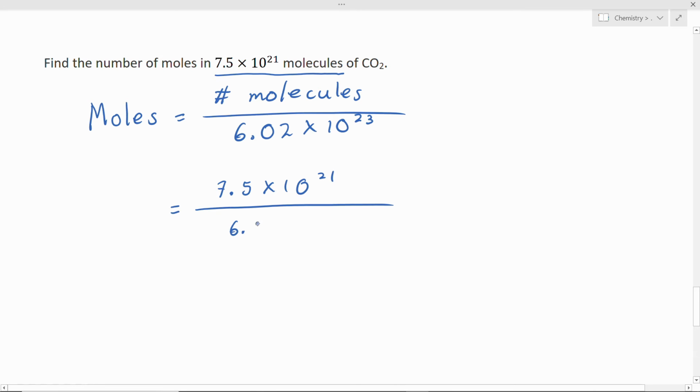So the number of moles for this question will be this many molecules divided by 6.02 times 10 to the 23rd. This will give us 0.012 moles of carbon dioxide. This is just a division problem. So we divide the known number of molecules by Avogadro's number.